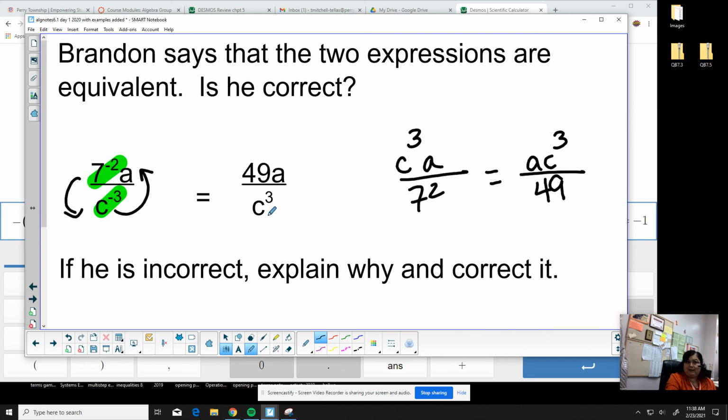That is not what Brandon got. What we have is right. Okay, so he forgot to move them. You can't evaluate a negative exponent. So he forgot to move them before he evaluated them.